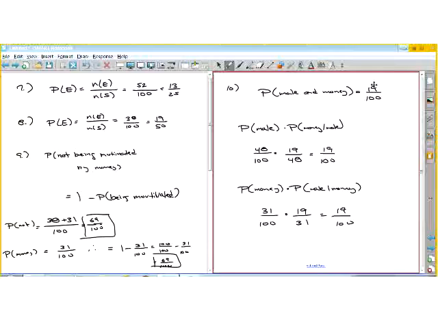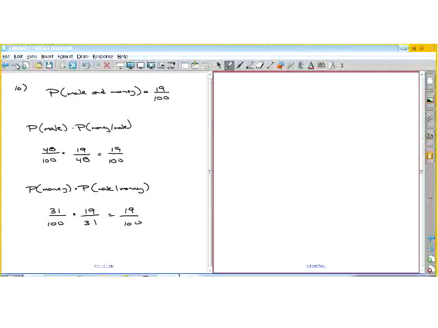So there are really three ways to do it. In this case, because you have the table and you have the combination, you can look at it directly. Or you can do it in this conditional probability sense.